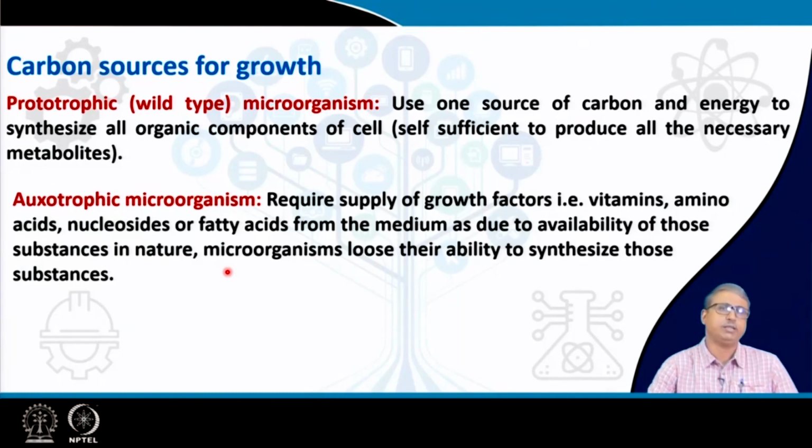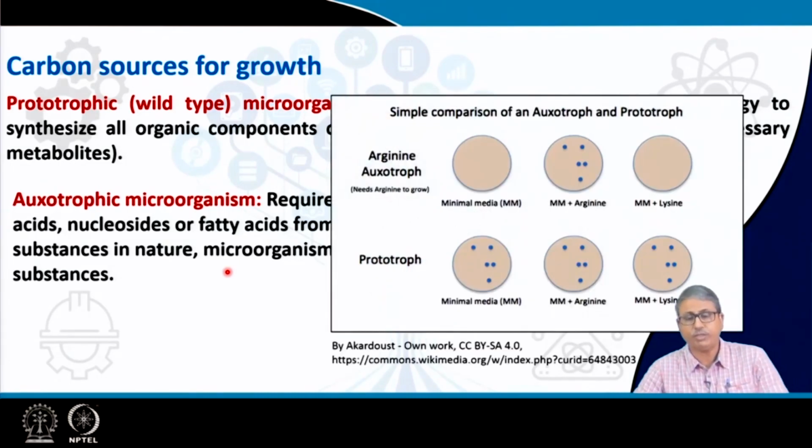So, it is a kind of sacrifice that they have made in order to save certain metabolic potential or certain other things. They opted out to remove those synthetic abilities. So, auxotrophic organisms are organisms who are unable to produce the necessary amino acid, vitamin, nucleoside, etc. from the carbon source that we provide to them. So, the following picture will help us to understand.